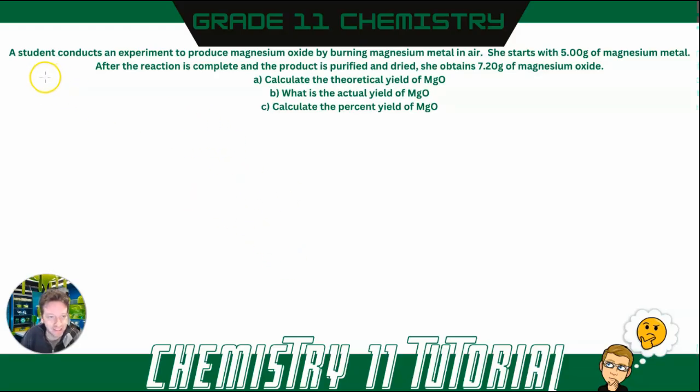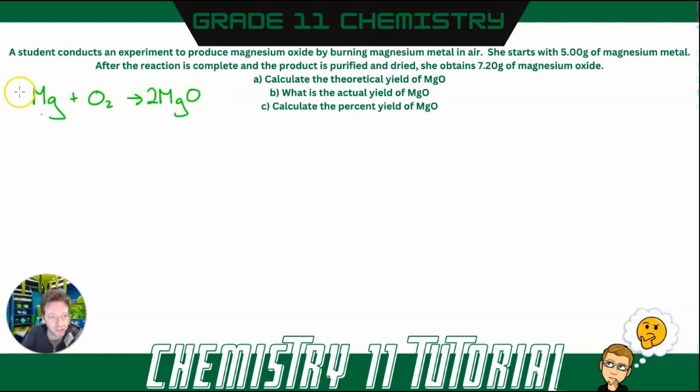So we have magnesium plus oxygen, which is going to give us magnesium oxide. Then balance your equation. Okay, so what do we have? We start with 5 grams of magnesium. We're just burning it in air, so we're going to assume we have excess oxygen. And we want to figure out the mass of magnesium oxide that is produced.